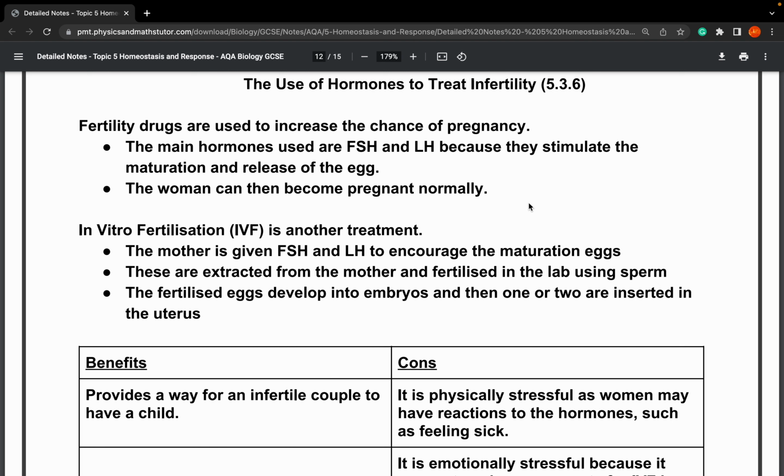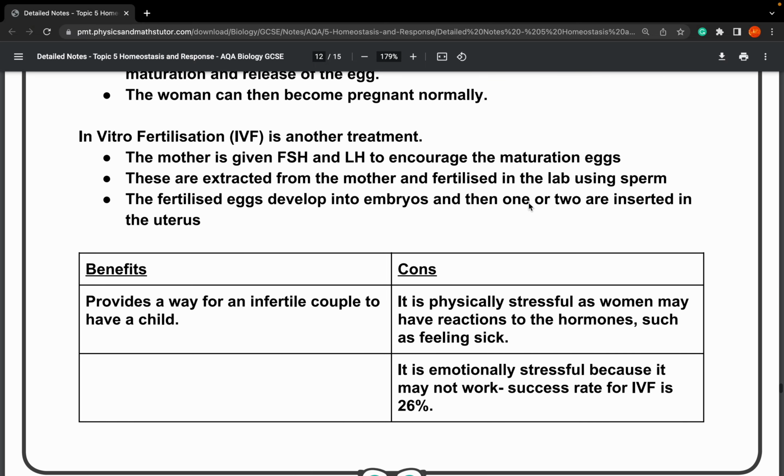The main hormones are FSH and LH. Previously we gave estrogen so that it blocks FSH. Now we are giving FSH itself and LH so that the chances of pregnancy are better. So there will be stimulation of the eggs and release of the eggs, and the woman can then become pregnant normally.